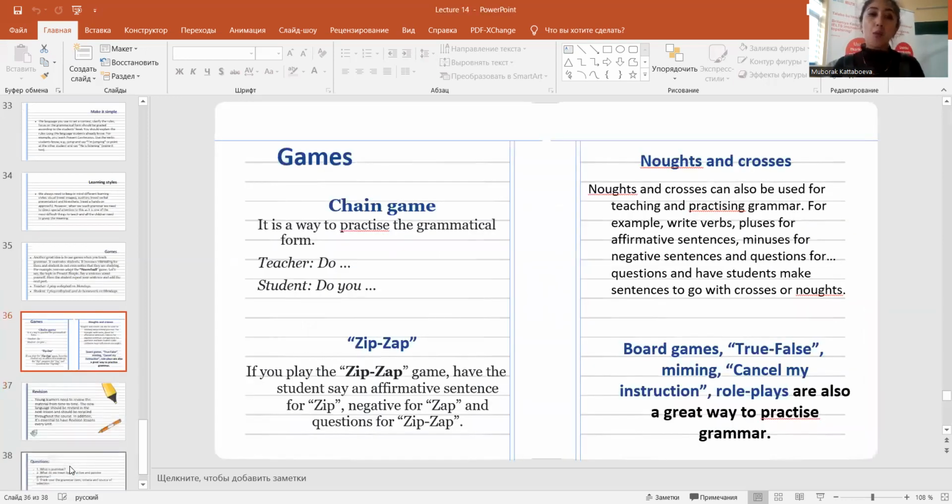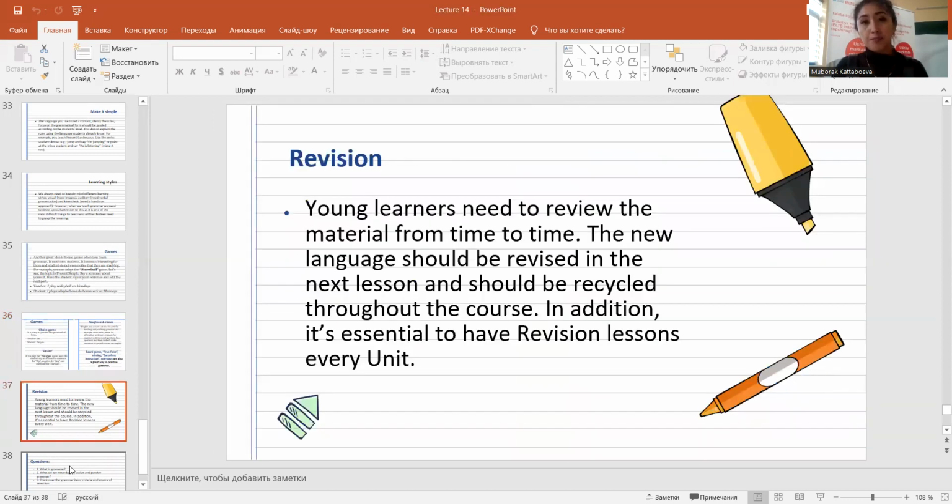I have some more examples of games for teaching grammar. I have a chain game, I have a zip zap game, noughts and crosses, board games, games like true false and miming, games like role plays. I mean, there are hundreds of games on board, in teachers' resources, that you can always use to teach grammar to your kids.